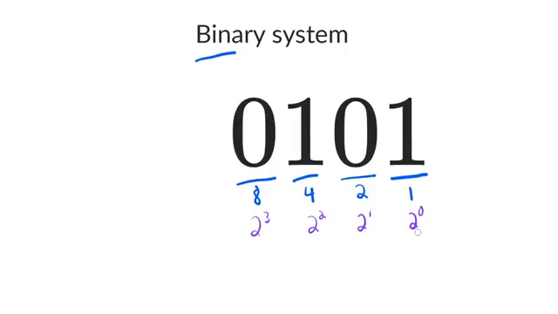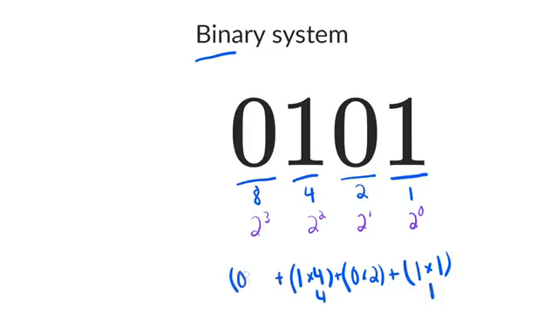There's a 1 in the ones place. So this so far equals 1 times 1. That's 1. There's a 0 in the 2's place. So we add 0 times 2. That's 0. There's a 1 in the 4's place. So we add 1 times 4. That's 4. So far we've got 4 plus 1. And then there's a 0 in the final place, the 8's place. So that's 0 times 8, or 0. So we've got 0 plus 4 plus 0 plus 1, which equals 5 in decimal.